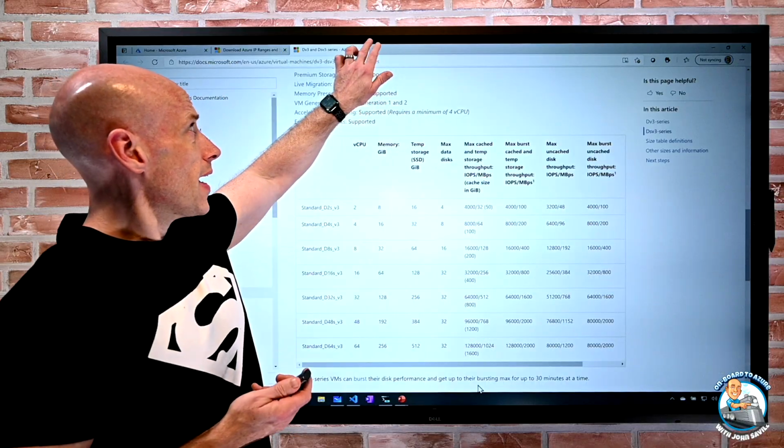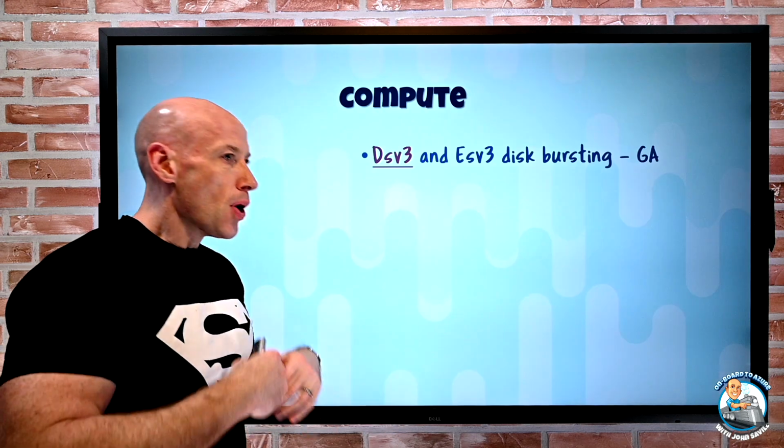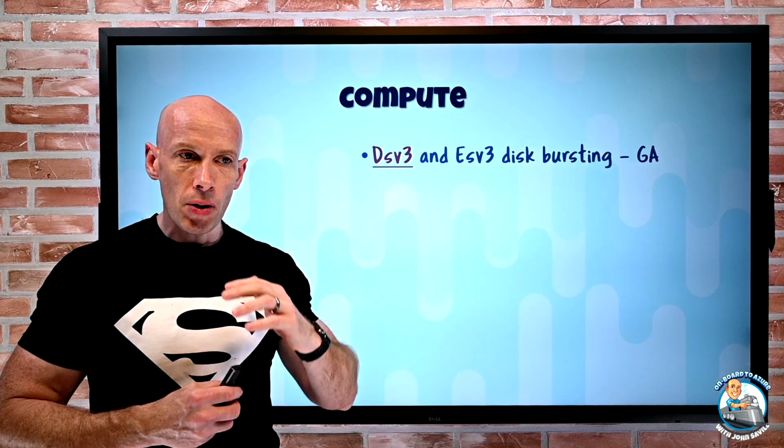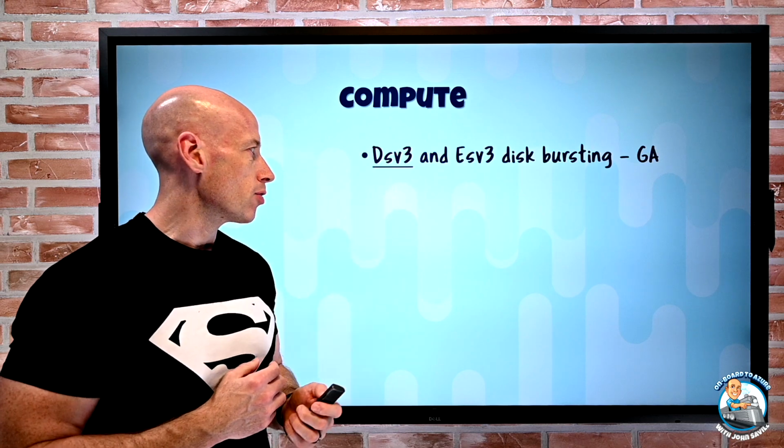There's no extra cost for that. If I have these short-term bursts of IOPS or throughput, I'm now going to get those with the DSv3 and ESv3.